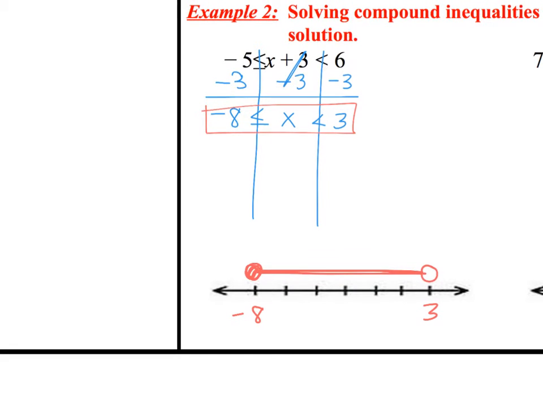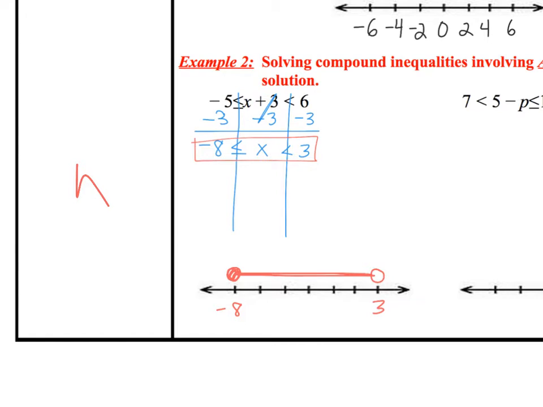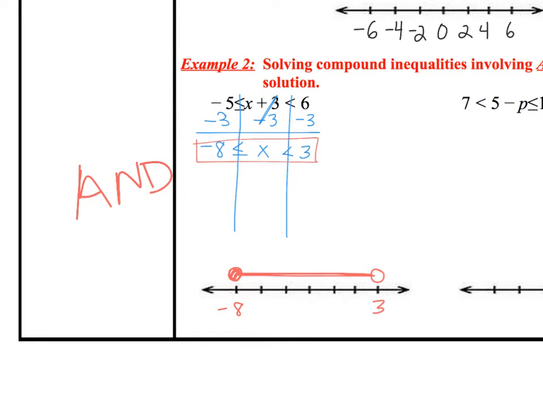Because this is an and inequality. Again, we talked about if this is and, which it is, ones like this are and inequalities, then they're going to be overlapping like that. Cool. Let's do another one. This one's 2-step, but you guys know how to solve 2-step equations.